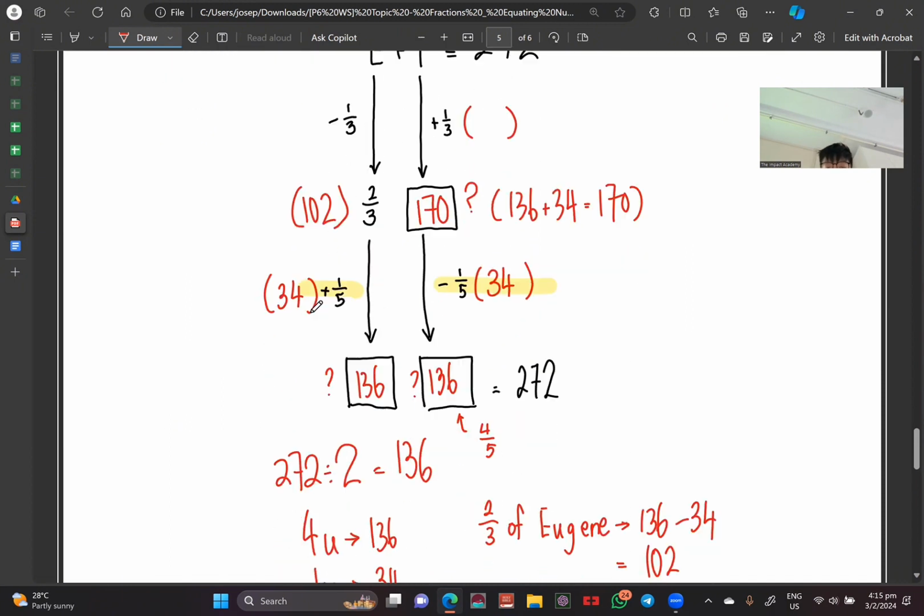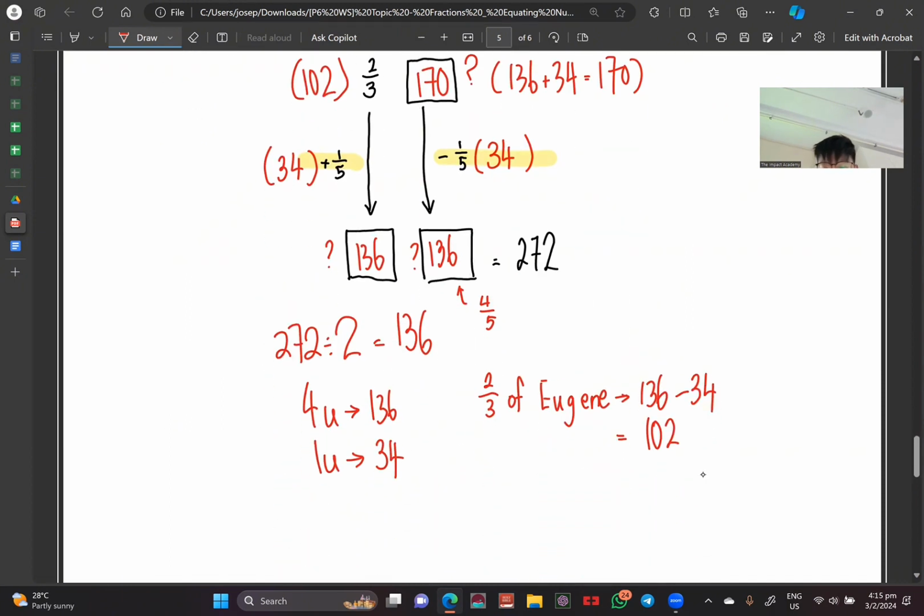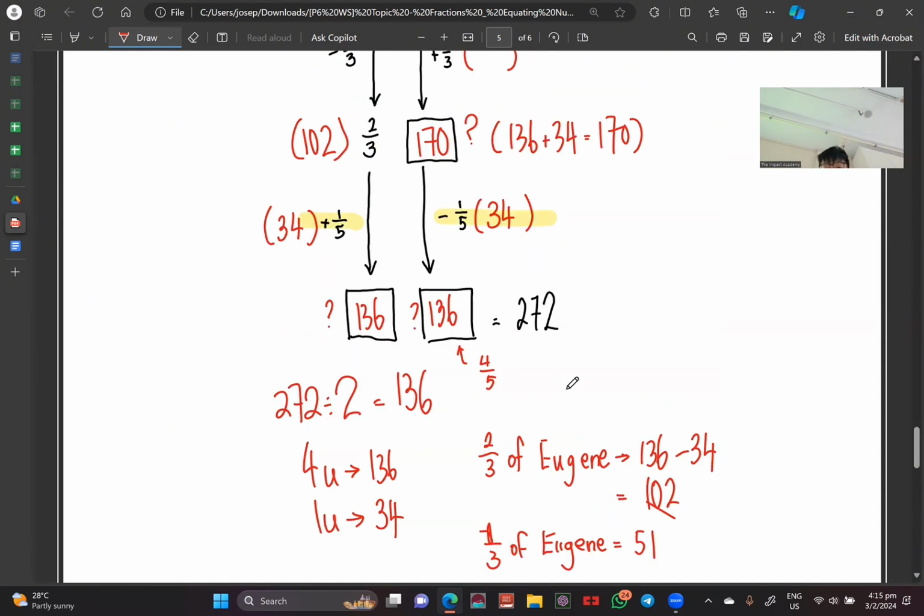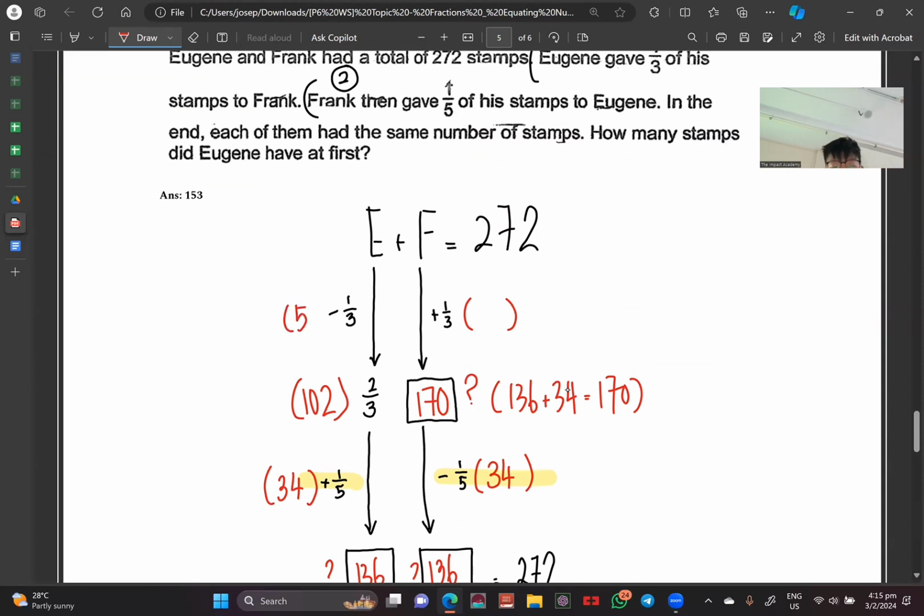Now, I know that 2/3 of Eugene is 102. So I want to find 1/3 of Eugene. Why am I doing that? Because I want to make sure I get to my Eugene at first. Am I making sense here? Which is 51. Where is 51? This is actually 51. Do you agree or you disagree?